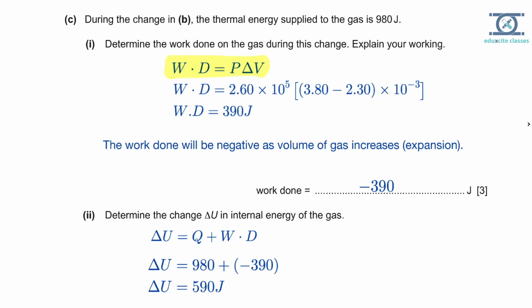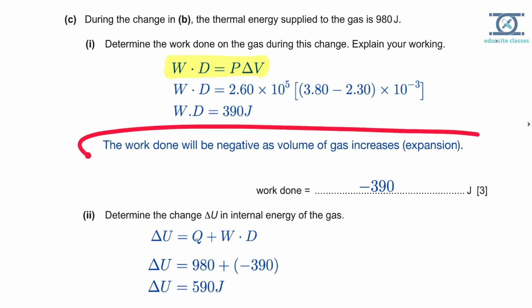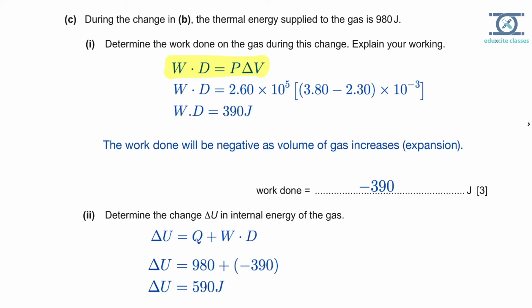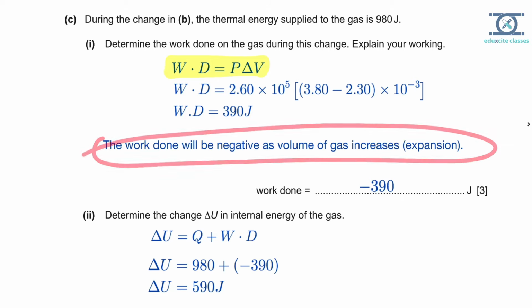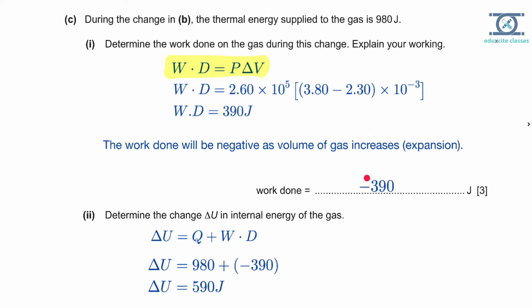So here we will write minus 390 joule, not plus 390 joule. 1 mark for the work done calculation, 1 mark for the explanation. If you write plus 390 joule, you will lose your 1 mark. This is an important question. Please remember the sign for the work done.